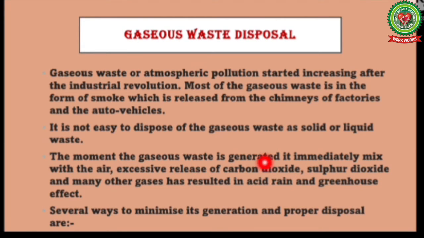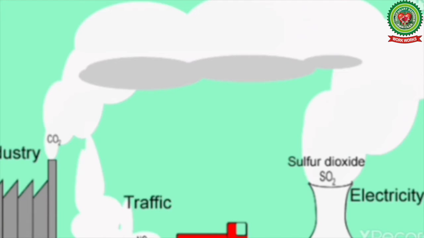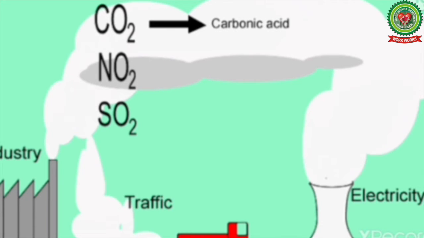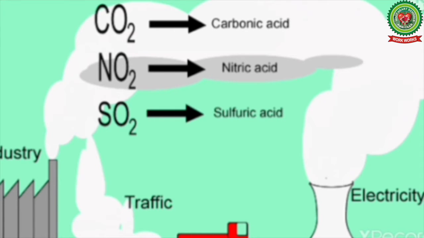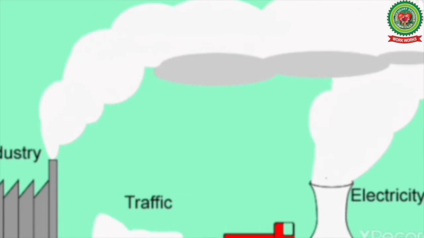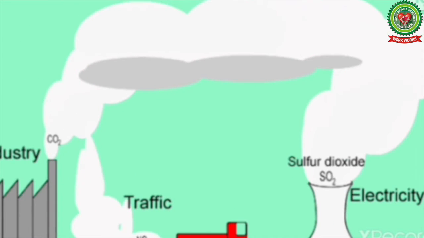Excessive release of carbon dioxide, sulfur dioxide, and many other gases has resulted in acid rain and greenhouse effect. In this image, we can see oxides of carbon, nitrogen, and sulfur are precipitated with acidic components such as carbonic acid, nitric acid, and sulfuric acid that fall to the ground from the atmosphere in wet or dry forms. So, this is acid rain.